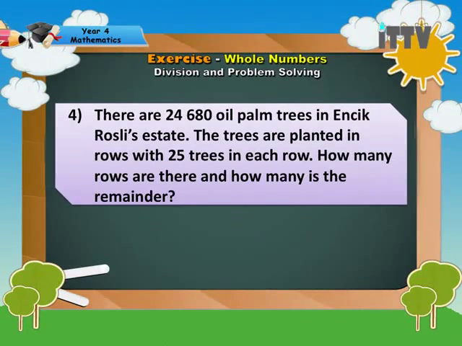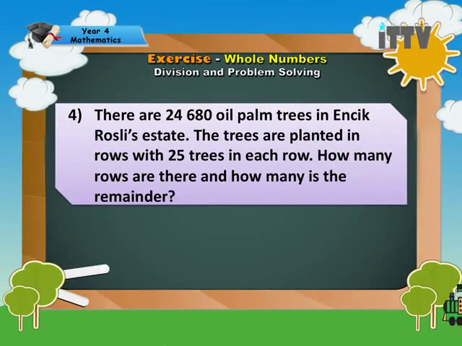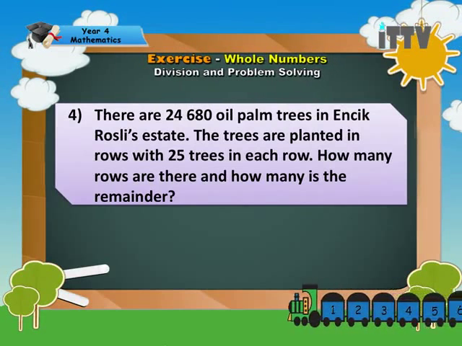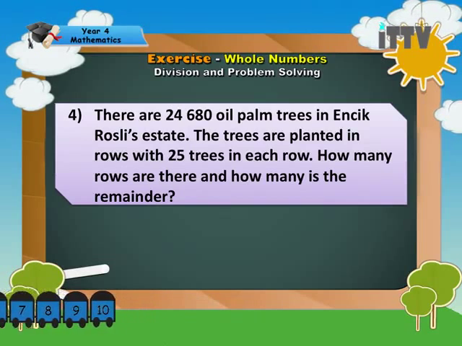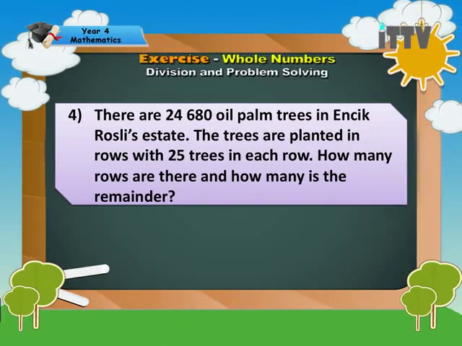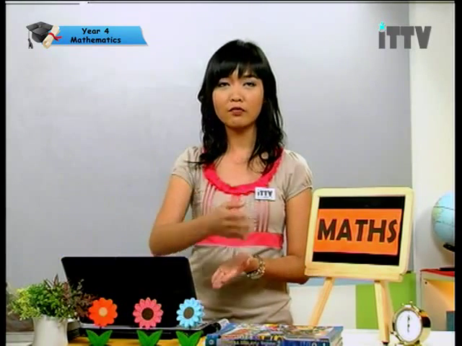Now, question number 4. There are 24,680 old palm trees in Encik Rosli's estate. The trees are planted in rows with 25 trees in each row. How many rows are there? And how many is the remainder? Okay, first we have to understand the question. Encik Rosli's estate has this big number of trees and he plants them in rows with 25 trees in one row. The question wants us to find out how many rows there are and how many remainders.